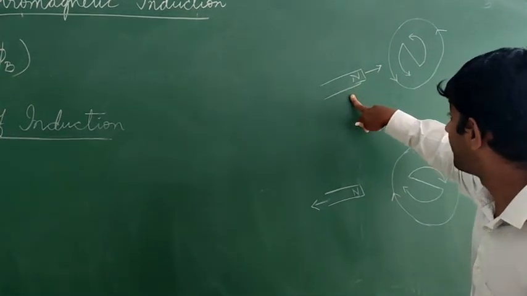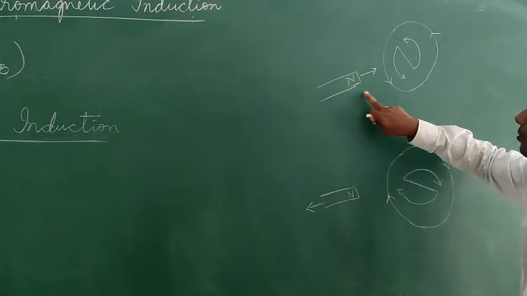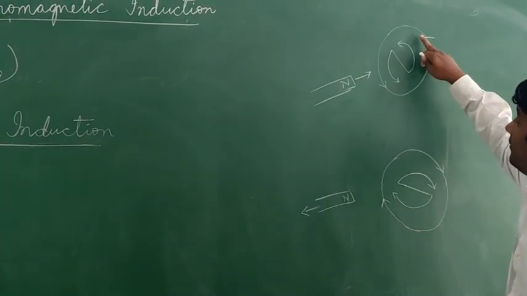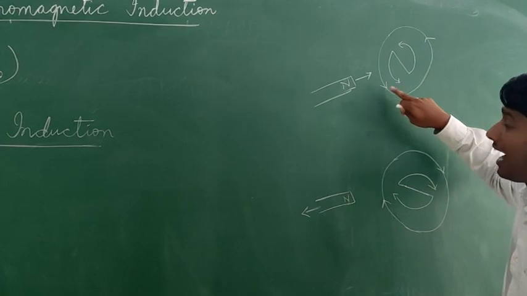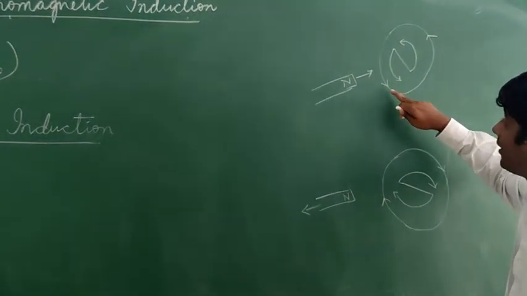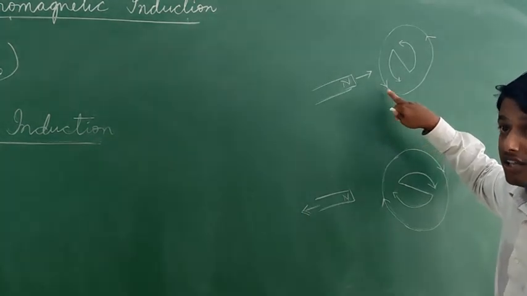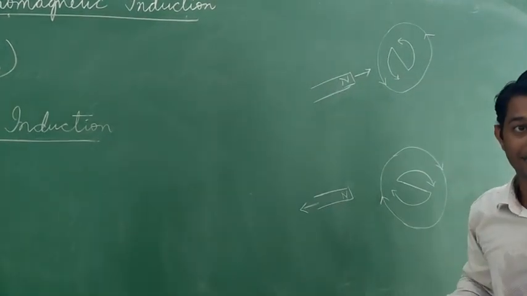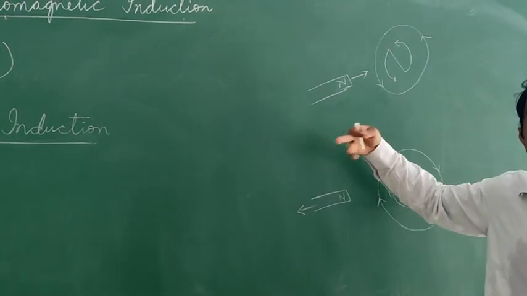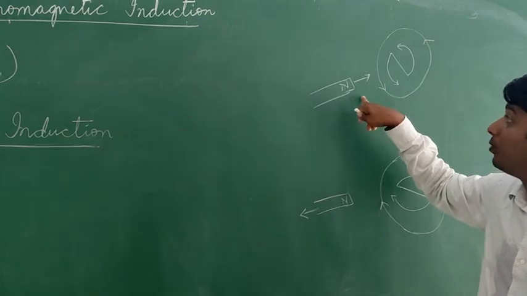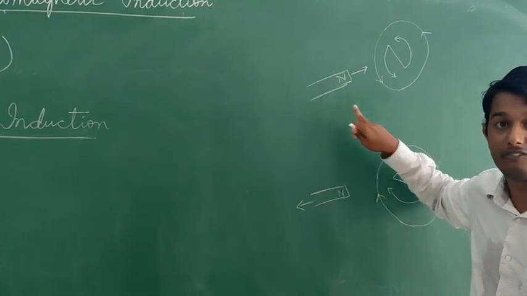When the north pole of the bar magnet was brought close to this coil, he observed that the flow of current was in anti-clockwise direction. Since the current was flowing in anti-clockwise direction, the current was opposing this magnetic flux here, or the building magnetic field here. So the current was literally opposing this magnetic field or magnetic flux here.